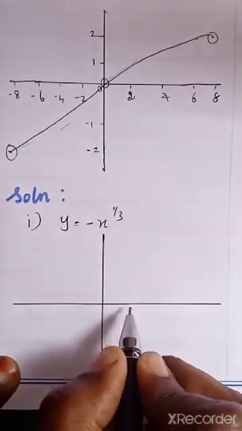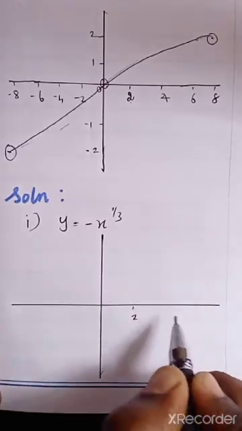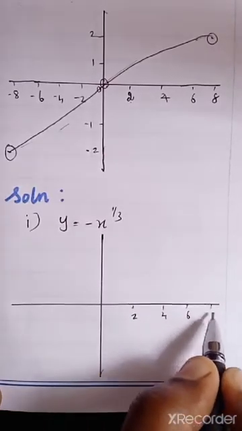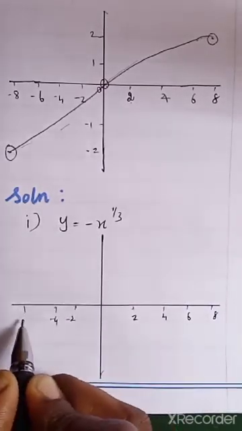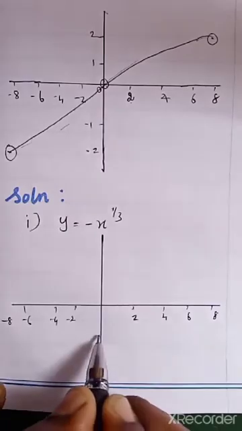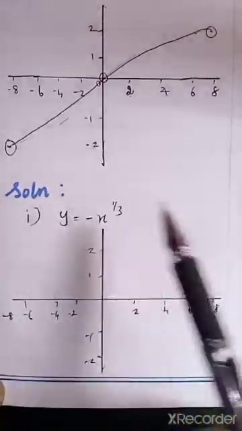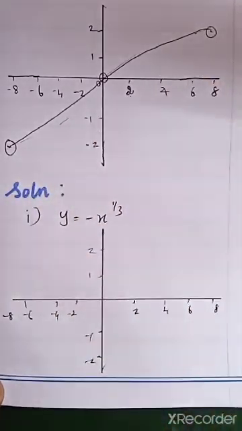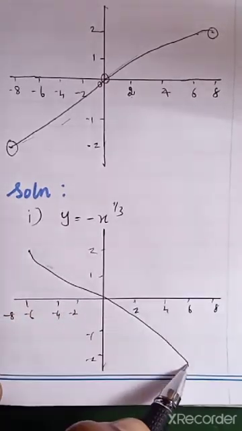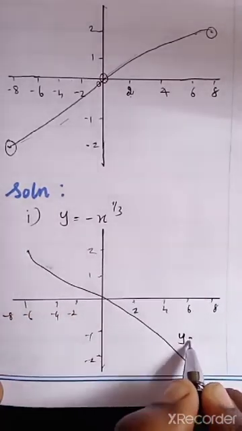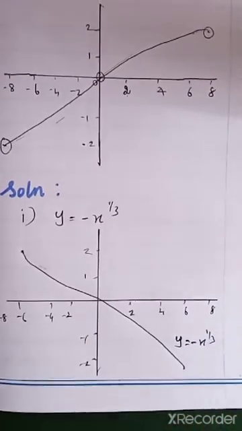So here we can take your x-axis, y-axis. Whatever scale you are taking here, the same you have to take. So 2, 4, 6, 8, similarly here also minus 2, minus 4, minus 6, minus 8, minus 1, minus 2, 1 and 2. So the graph is like this. How will the reflection be? It will be like this. This is your y equals minus x power 1 by 3. Is that clear?